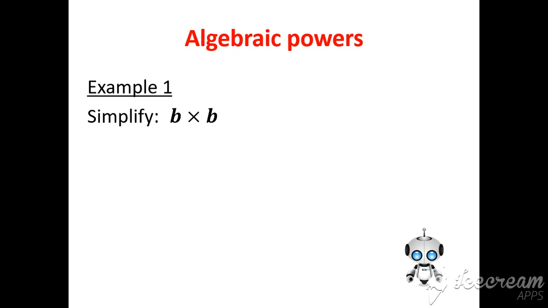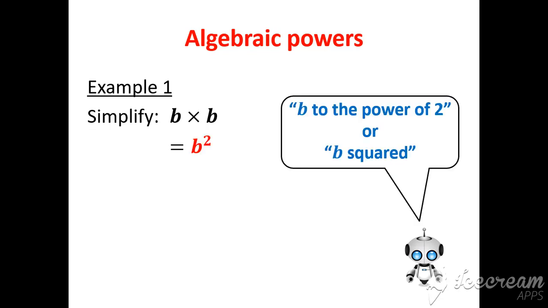Right, straight into example. Let's simplify b times b. Well, that's written as b squared. B to the power of 2, or b squared. Remember, if I said 6 squared, 6 times 6. If I said 5 times 5, we write it as 5 squared. So whatever we do with numbers, we can do with letters as well.